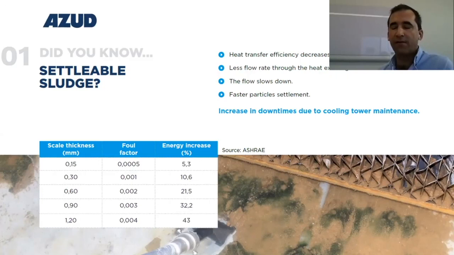You will have a lower flow rate through the heat exchange surfaces. As the flow slows down, it is more likely that particles will decant and settle in the circuit, in pipes, and on different surfaces of the system. The more the flow slows down, the faster particles will settle.